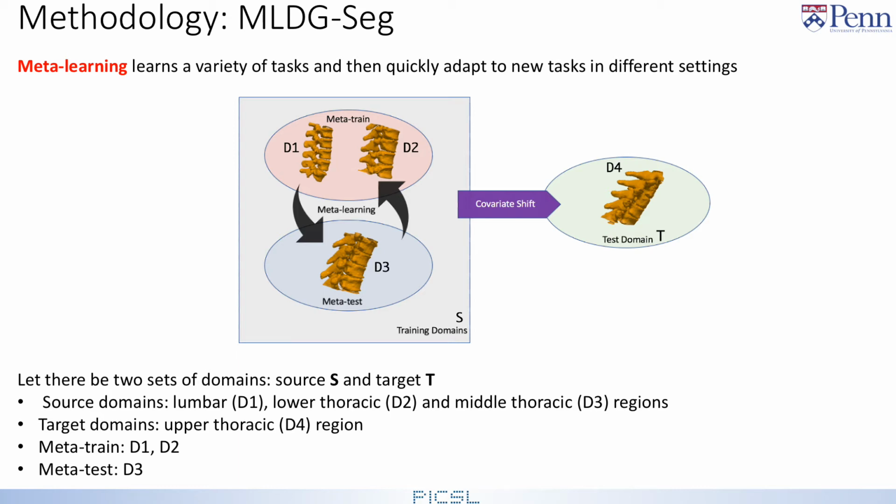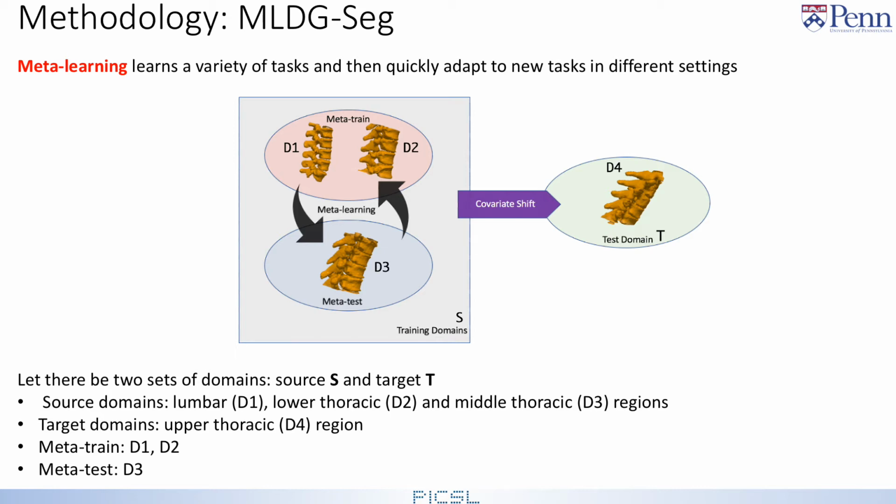regions which comprise the set of source domains S, as well as the upper thoracic region which constitutes the unseen test domain called T. Both S and T share the same task, for example segmentation or classification with the same label space. The goal of MLDG is to learn a single set of model parameters theta via gradient descent and two meta-learners, meta-train and meta-test procedures.